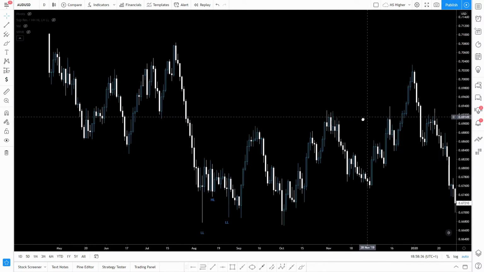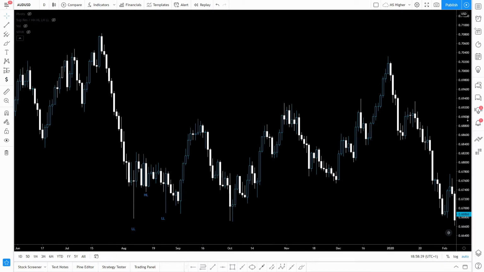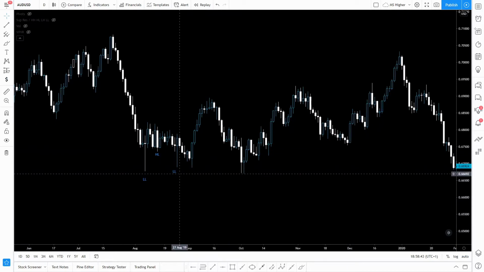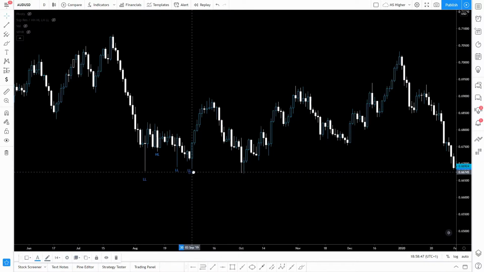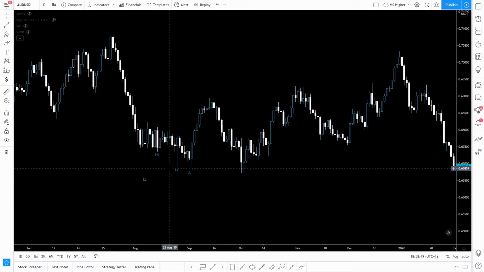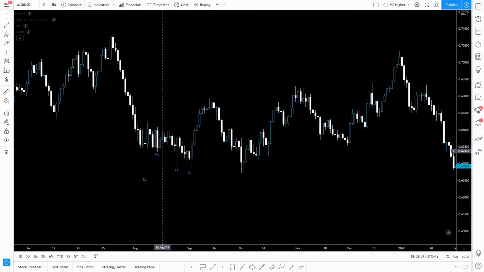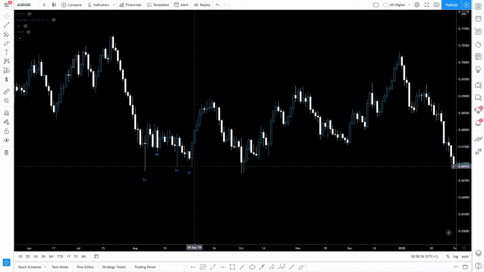Actually, let me just zoom out. And as we can see, that has just about broken that. So again, I'll put it as a lower low. It's only wicked out, same as this one as well. So I'll put it as a lower low.